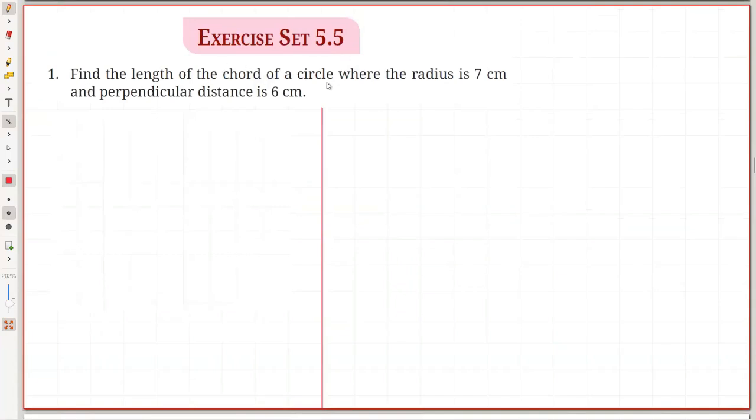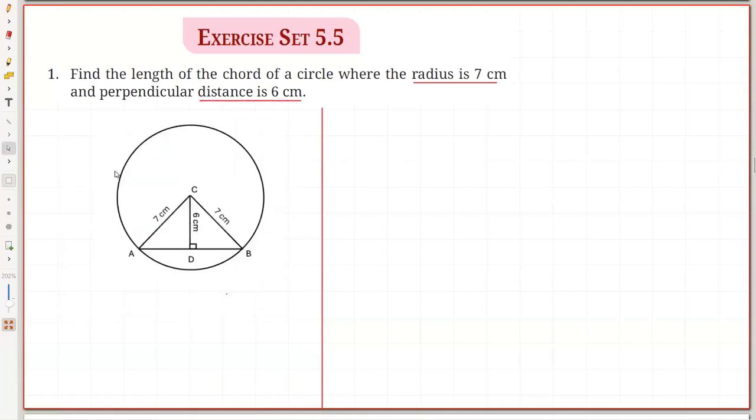Find the length of the chord of the circle where the radius is 7 centimeter and the perpendicular distance is 6 centimeter. First of all, you have to draw the diagram. So this is a circle, with radius 7 centimeter, and the perpendicular distance to the chord is given as 6 centimeter. We have to find out the length of the chord. So this length I have to find out.